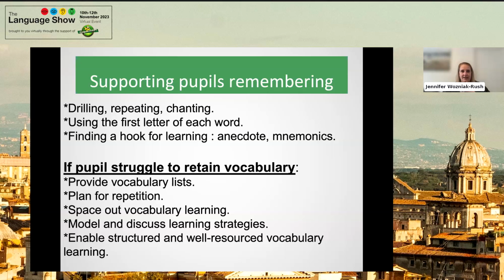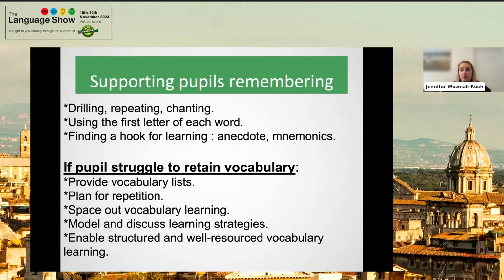For example, last year, I had a pupil who could not remember how to spell mourir, to die in French, and would always put double R instead of one R. So I said to her, well, when you die, you only die once. So because you only die once, mourir has only one R. It was a simple little thing, but then she knew that mourir was only spelled with one R. She was one of my really high ability pupils. But at the end of the day, it's just finding any hook to help the pupils remember.